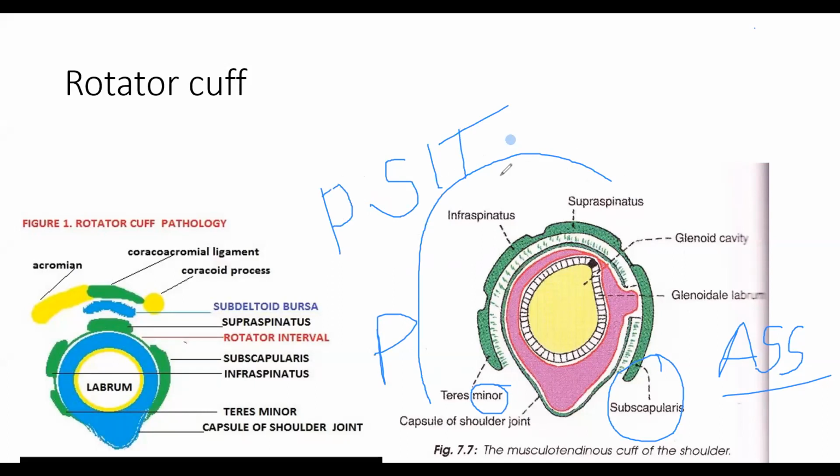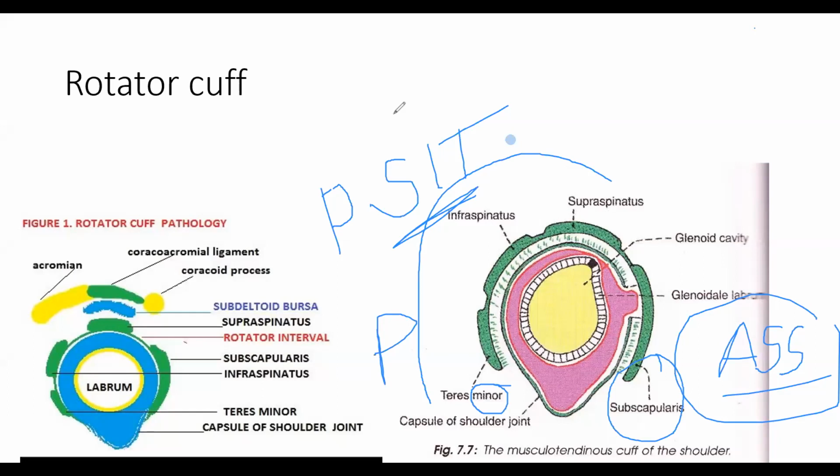So you can remember it as SIT. Anteriorly it is the subscapularis. It's very simple: if you remember the anterior, everything else is posterior. Posteriorly it is supraspinatus, infraspinatus, and teres minor, and all three muscles come in combination.